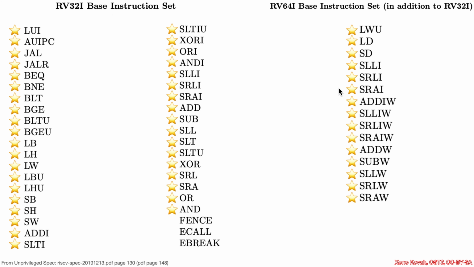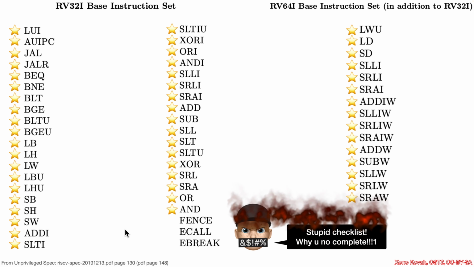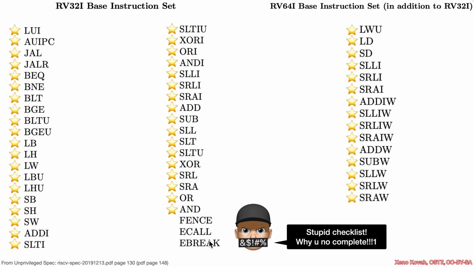So about this point in the class, when I'm seeing how close we are, I start to think, stupid checklist, why you no complete? Well, it's because these particular assembly instructions are special and they do not show up in normal code. You have to go out of your way to create them. And so I'm just going to tell you what they are.